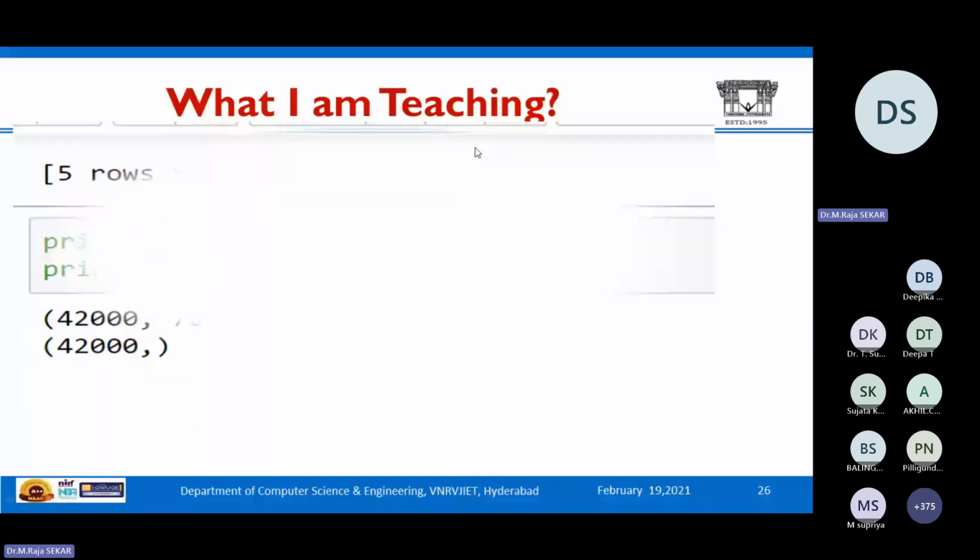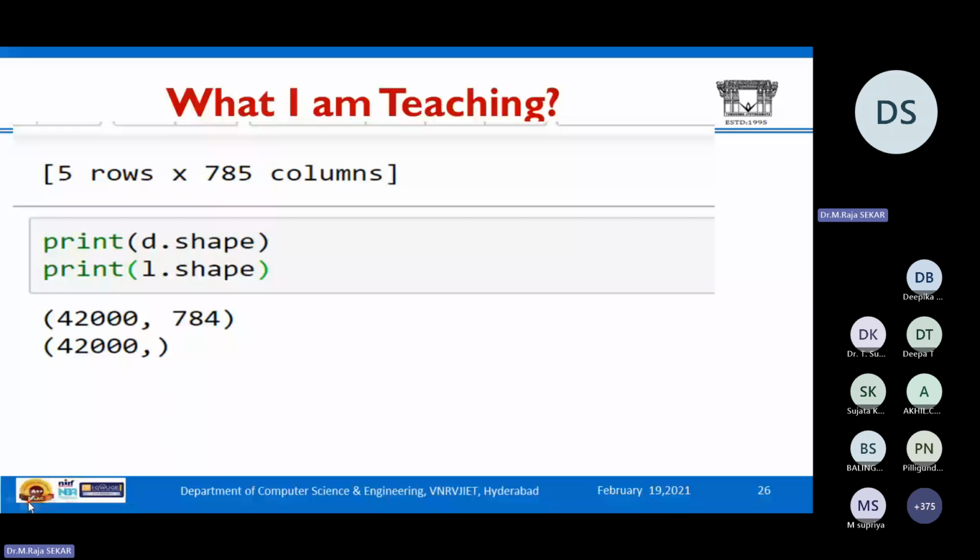Now, what am I doing? Just see, at the end it is showing 5 rows, 785 columns. Why? Because I typed head of 5. Head of 5 means I will get 5 rows. Of course, how many columns? 785 columns. Why is it 785 columns?